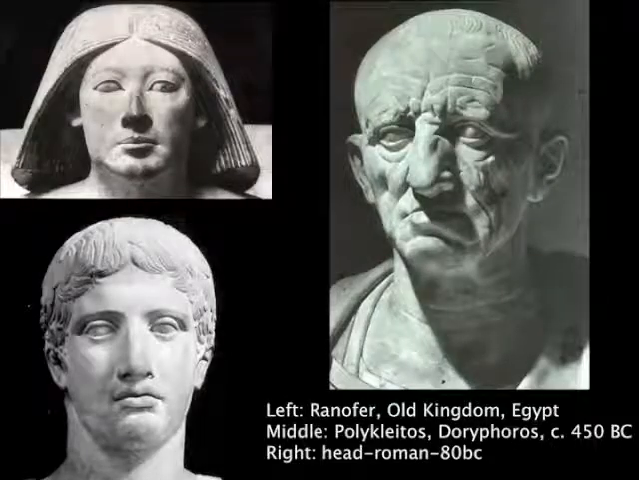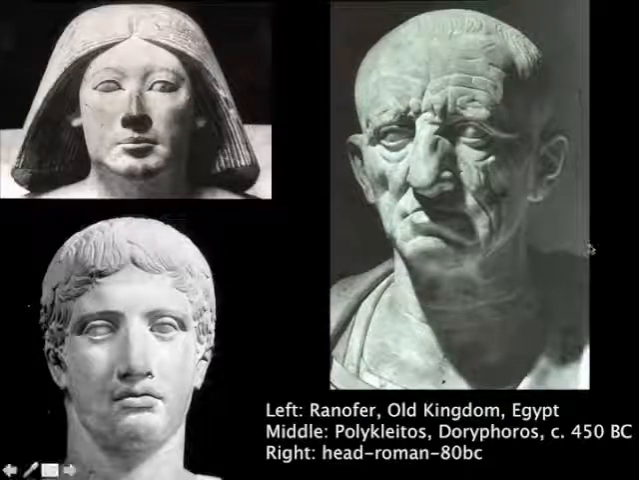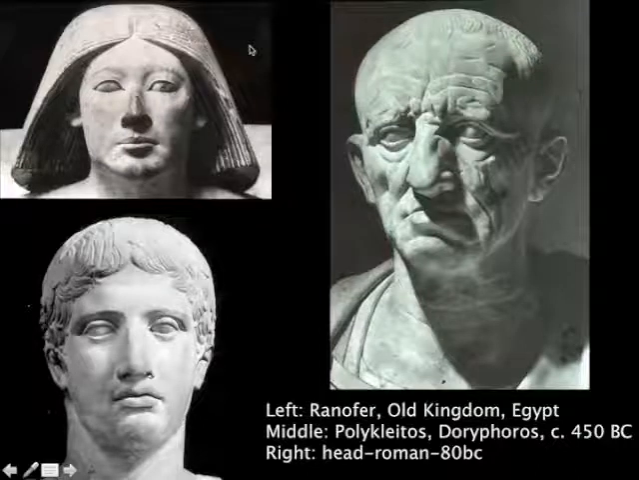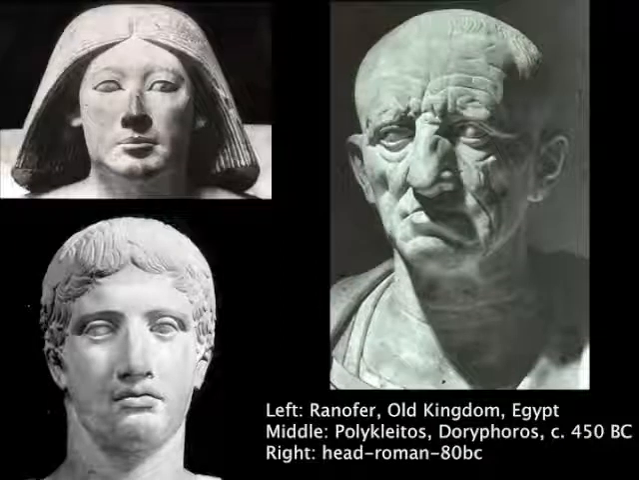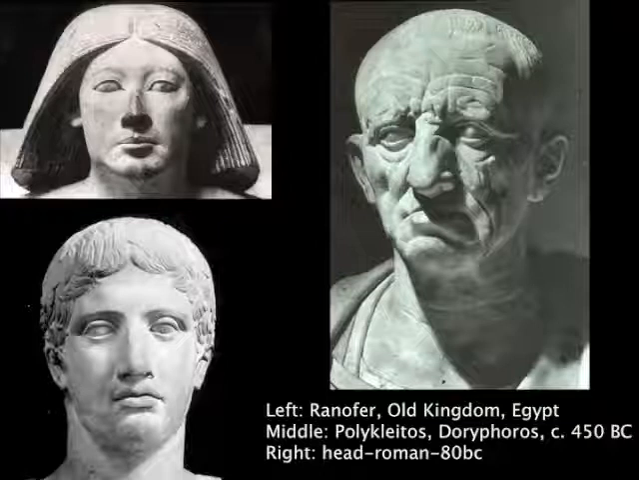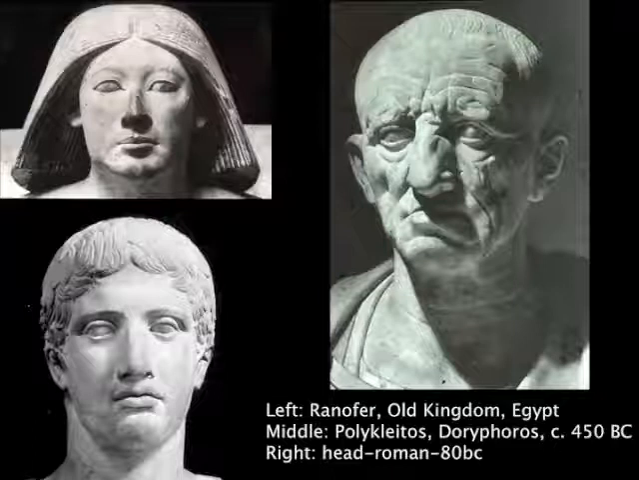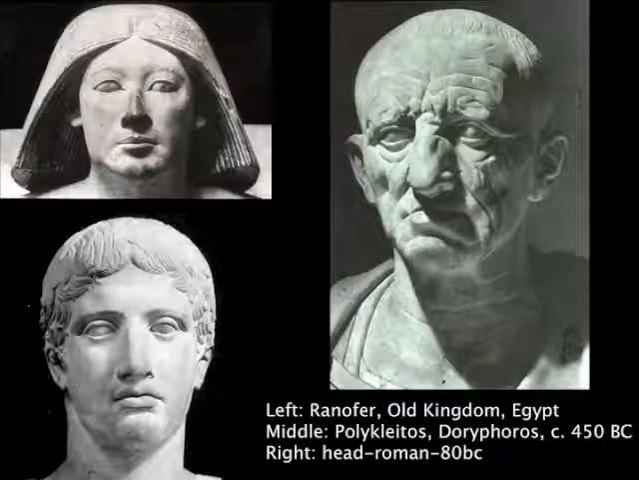In fact, if we compare a trajectory from Egyptian, and this is our old friend Ranifer, whom we've discussed before, to Greek, and here's the good old Doryphorus, to Roman, a couple of conclusions would have to be made. One obvious conclusion is that the Romans were nowhere near as good-looking as the Greeks and the Egyptians. But another would be that a different set of interests is at play. People are looking at nature much, much more closely to get specific information about specific individuals.